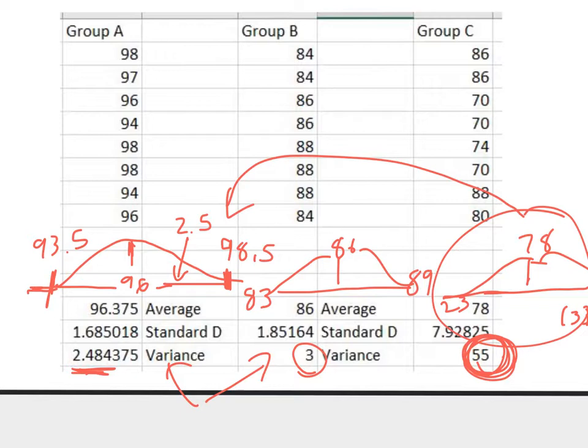Let's try to do this in terms of some pictures and represent what we're talking about with some pictures.